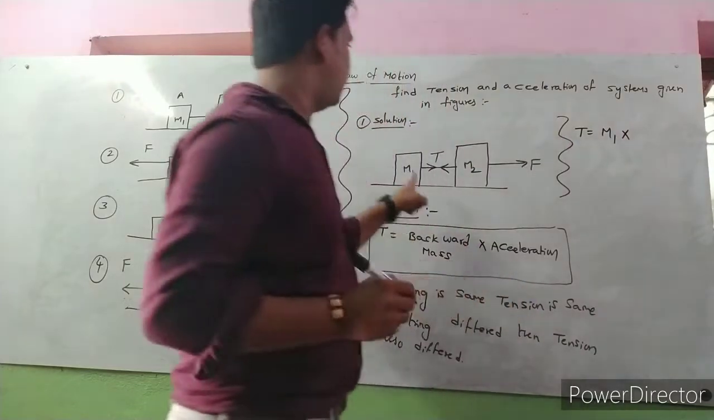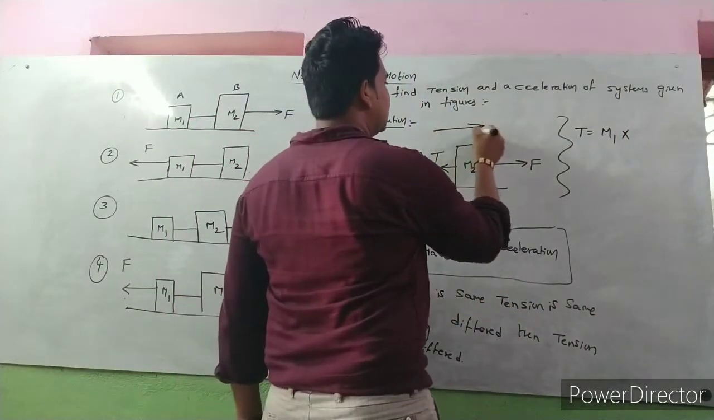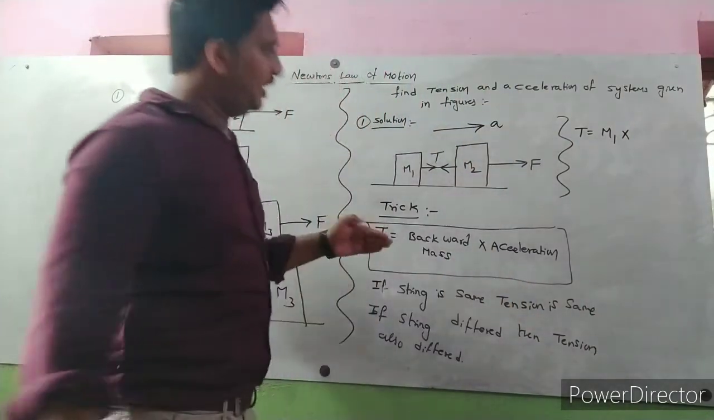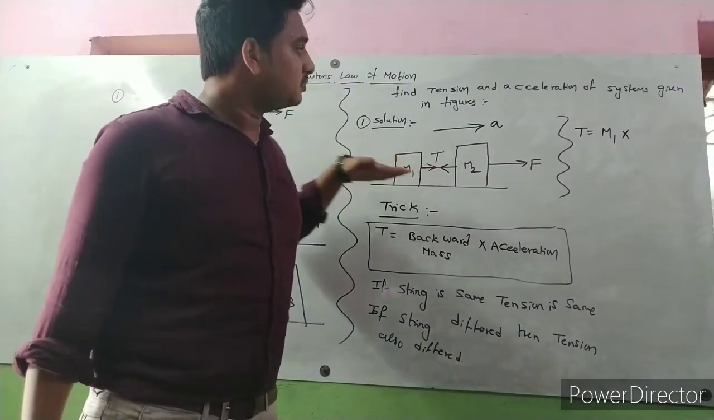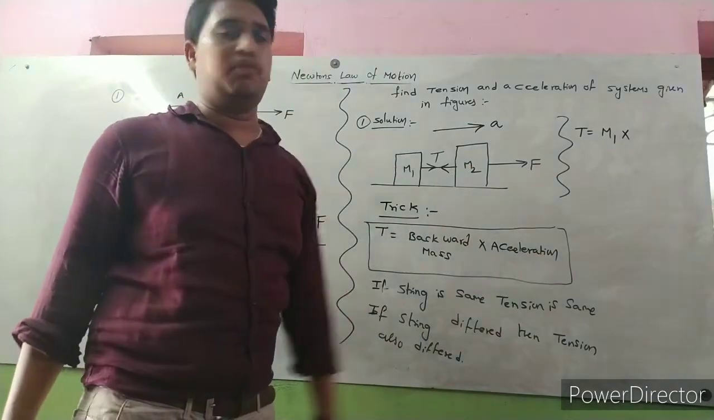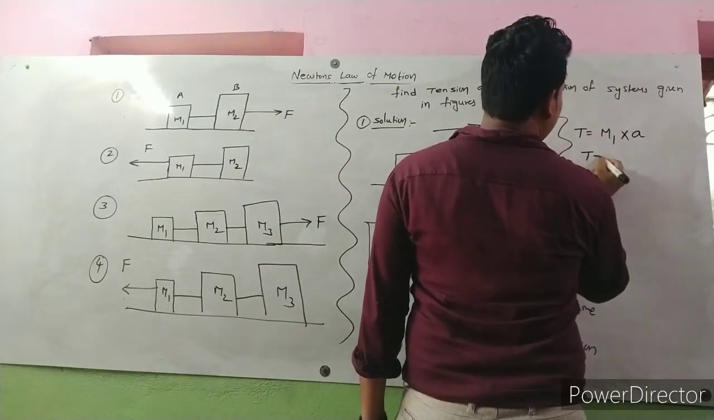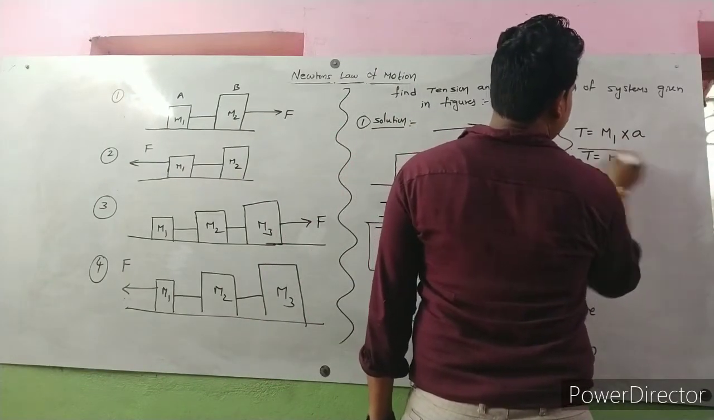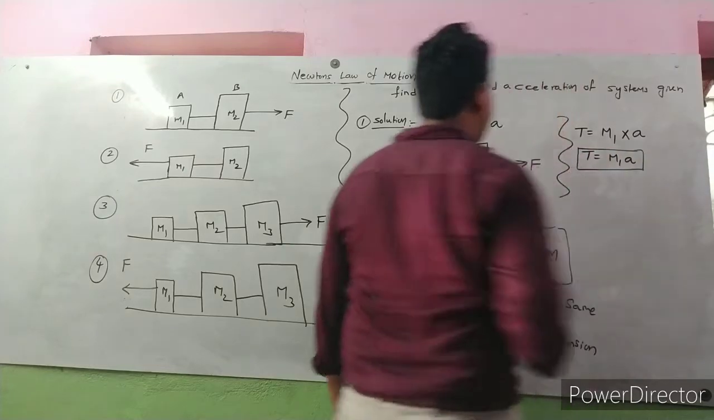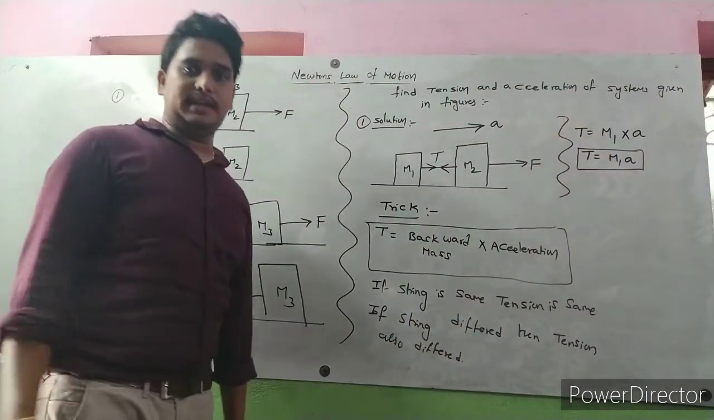So here the bodies move with some acceleration A. Definitely acceleration is always along the direction of force. So backward mass M1 into A. T is equal to M1 into A. So this is the tension formula.